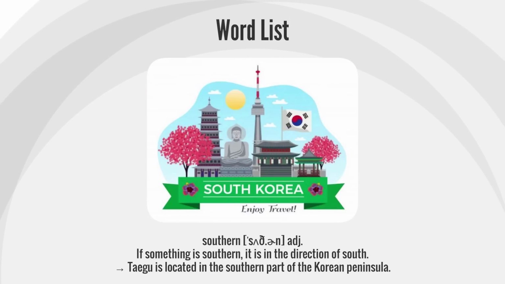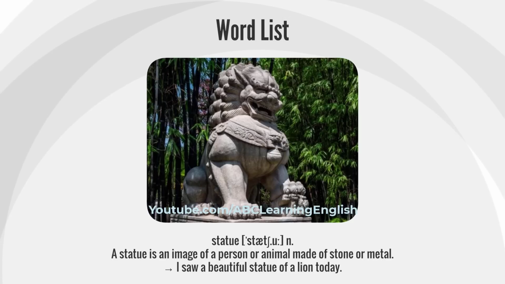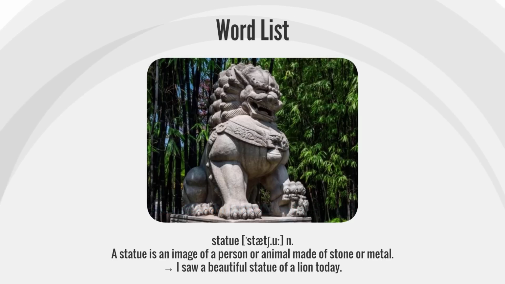Southern. If something is southern, it is in the direction of south. Daegu is located in the southern part of the Korean peninsula. Statue. A statue is an image of a person or animal made of stone or metal. I saw a beautiful statue of a lion today.